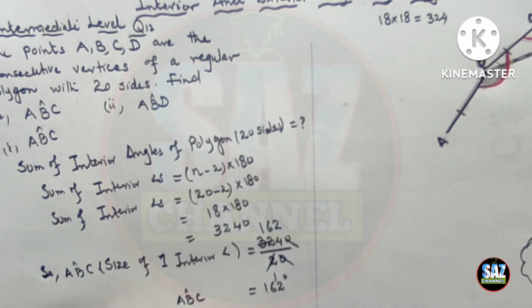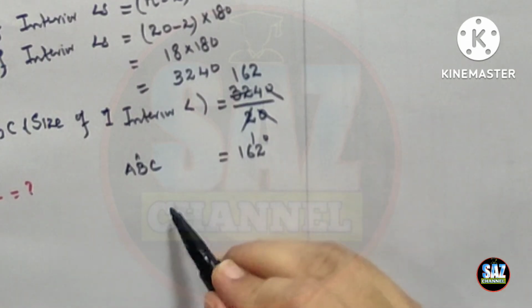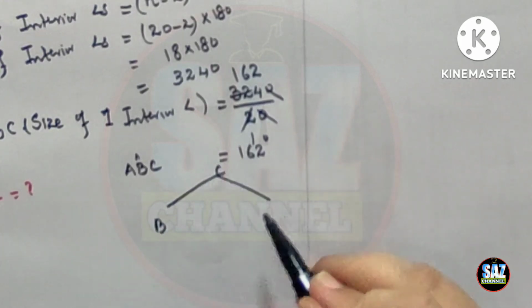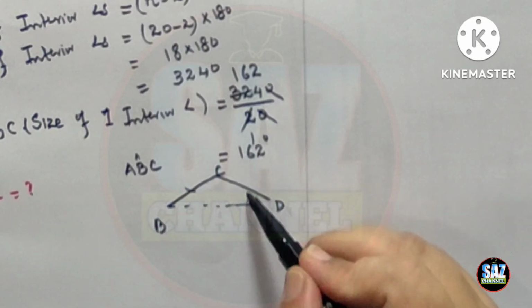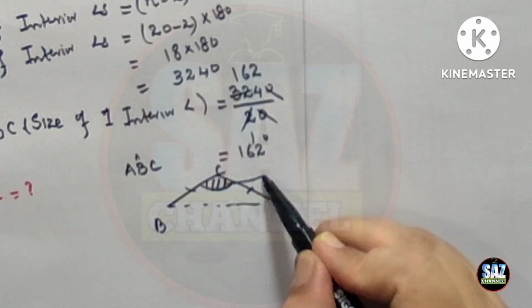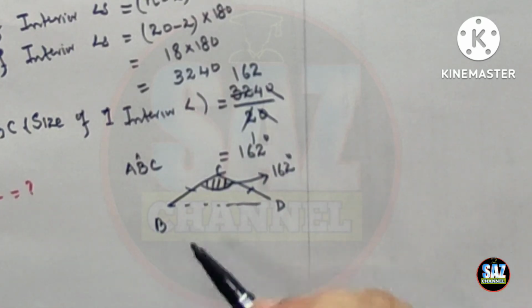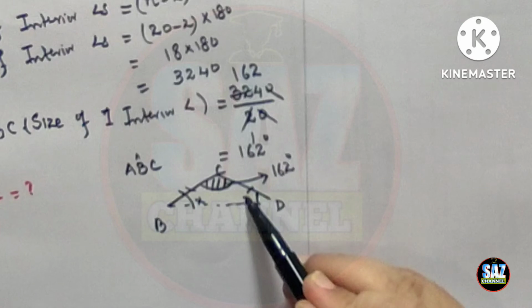Now, students, it's really important to give some reference as to which part of the diagram you are taking. For the second part, we are taking triangle BCD. In this triangle, sides BC and CD are the same, and C is one of the interior angles of that 20-sided polygon, and it has a value of 162 degrees. And now first we have to find the size of angle B and the size of angle D.